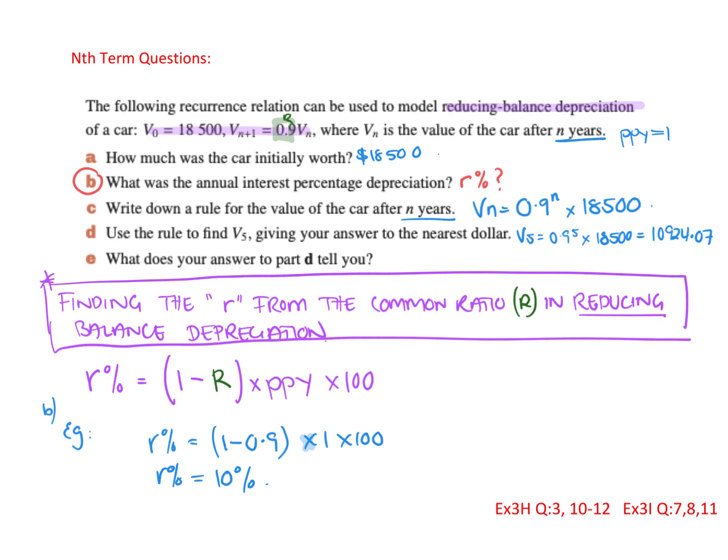And the last one, what does the answer in part D tell you? What did you actually calculate there? When I found V5, what did I calculate? Yep, the value of the car after 5 years. Yeah, good. So that's all you have to do. What does it tell you? They're just checking that you actually can interpret this question. So you just have to say the value of the car after 5 years. They're just testing that you actually know. You're not just rote learning or copying off formulas.